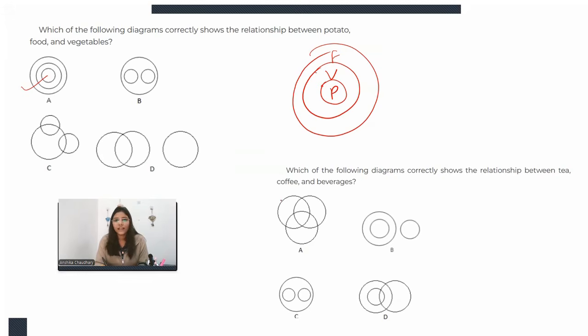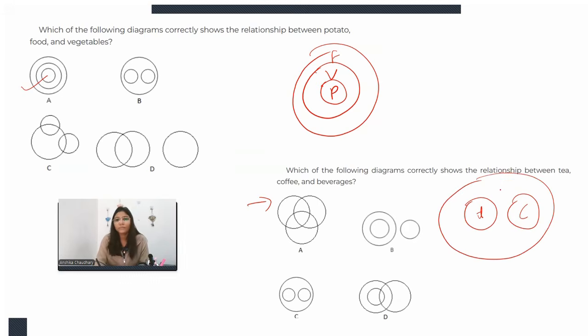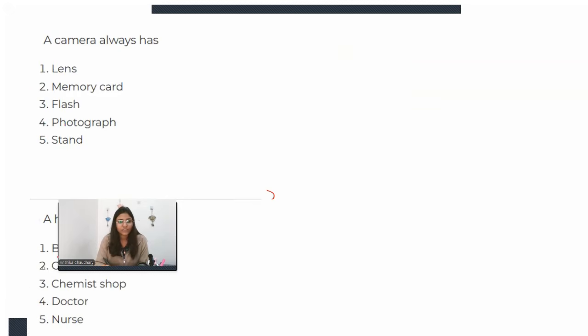The next question is again, which of the following diagrams correctly shows the relationship between tea, coffee, and beverages? So, tea and coffee, right? Both are beverages, so both are part of beverages. So this C option will be the correct answer for this question. I hope it is clear to you. Let's move on to the next question.